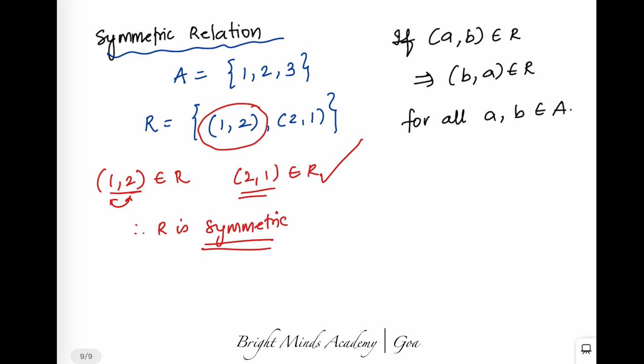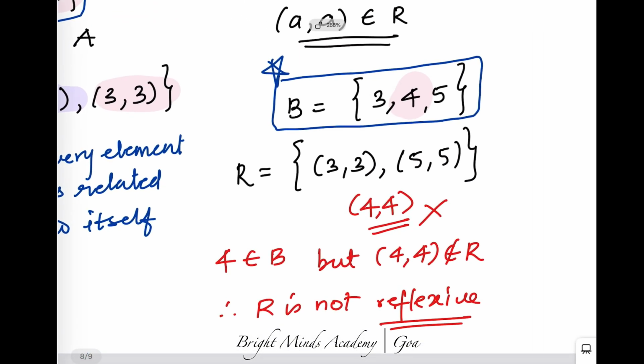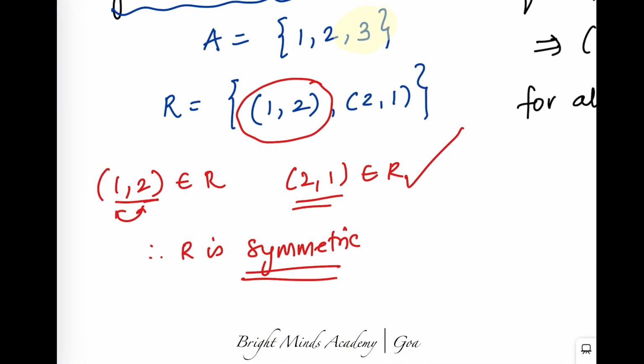Now, one important thing right here is, for the reflexive relation that we had learned earlier, I was clearly stating that the relation we considered was not reflexive, simply because 4 comma 4 was not belonging to the relation R. But here, 3 belongs to the set A, but I have not taken 3 as an element in the relation R, but still I am saying that it is reflexive. Now here comes the interesting thing.